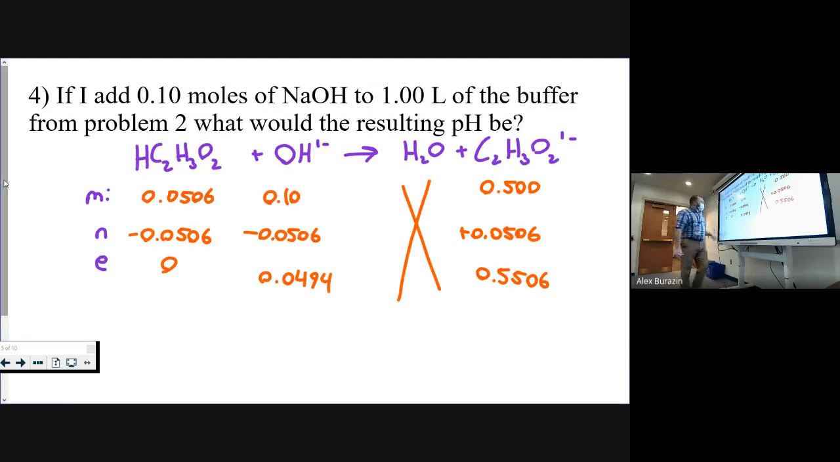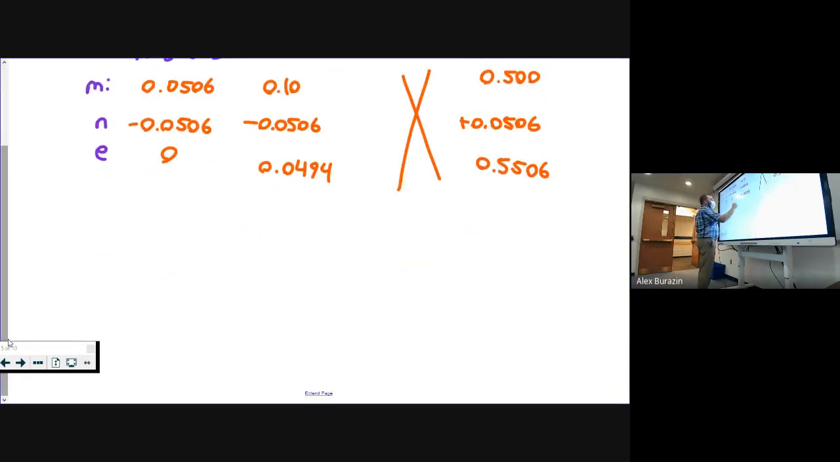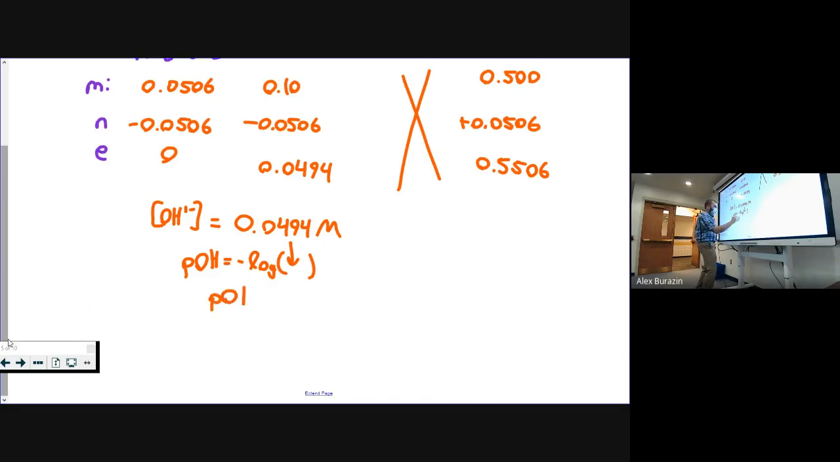1 liter. So my molarity of hydroxide equals this. How do I solve for pH? Well, let me take the pOH first. What do you get for a pOH? And if I take 14 minus that to get the pH, what do I get?